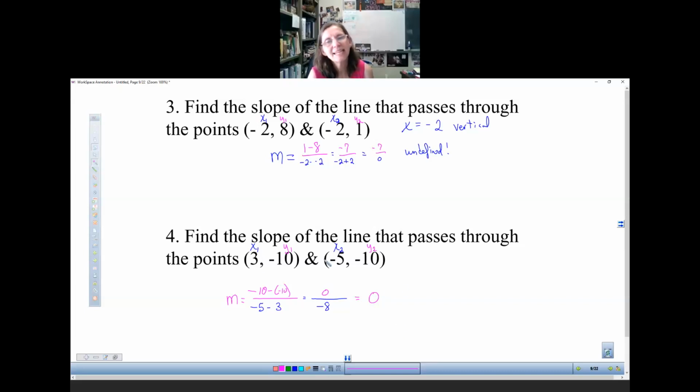Did anybody happen to recognize that the y values were the same? Yep, if you did, the equation is actually y is equal to negative 10. That means that it was a horizontal line, and a horizontal line has a slope of 0. I know, I think that's super cool. Sorry, you have the misfortune of me thinking that it's super cool, so I get to share that with you. You're a captive audience, kind of.